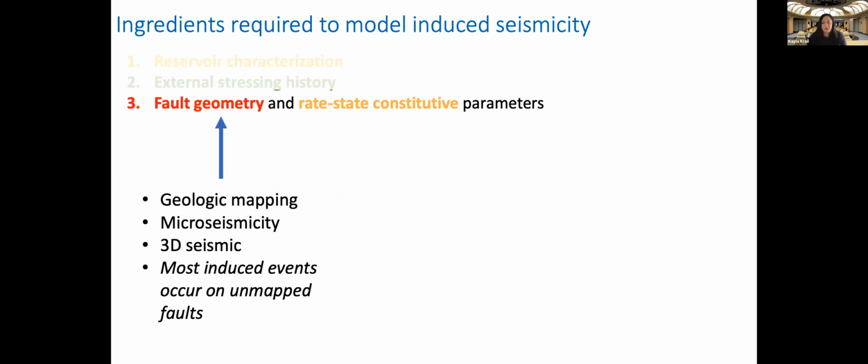And this fault model generally will come from geologic mapping or maybe lineations in microseismicity. We can also use things like 3D seismic data if, for example, the data are available and faults can be identified in it. But one caveat is that most of the induced events that we've seen to date, and even large tectonic events, have occurred on faults that we don't know about. And if we don't know about them, then they either get completely left out of the model or we have to approximate those features.